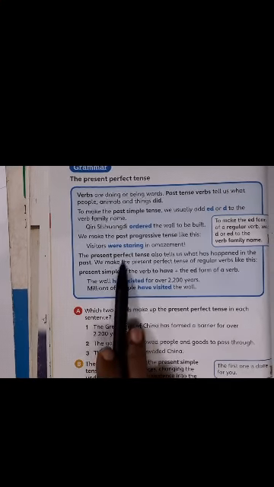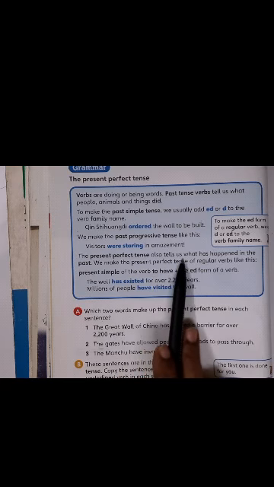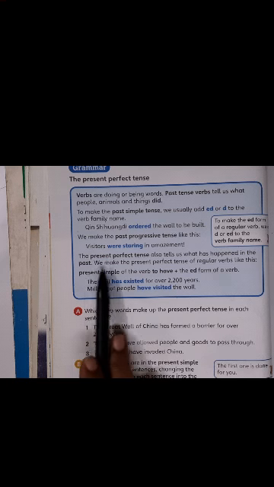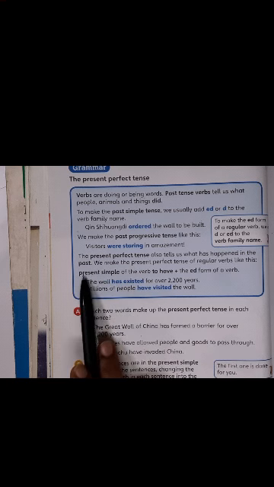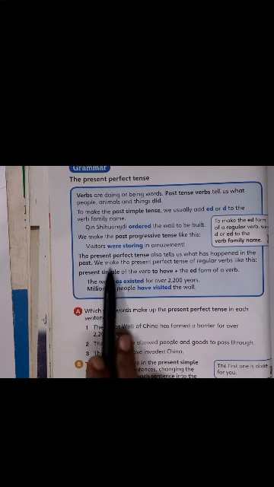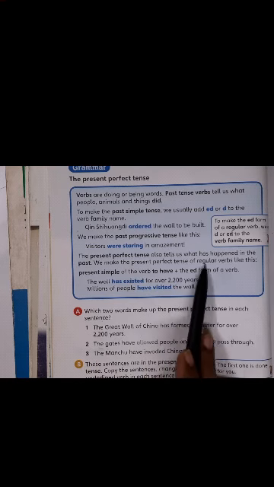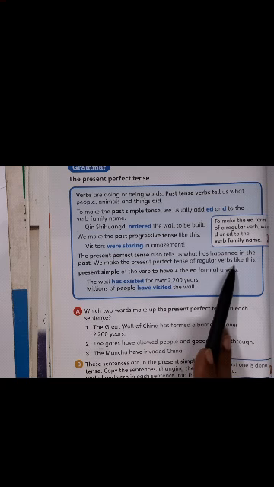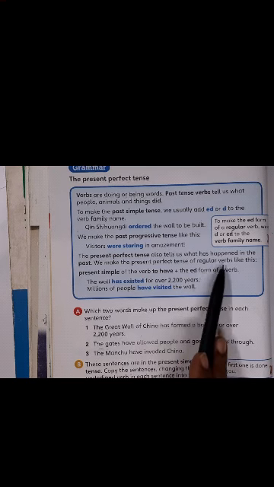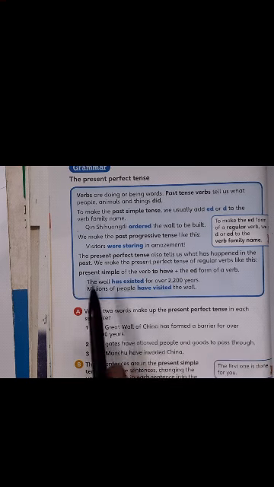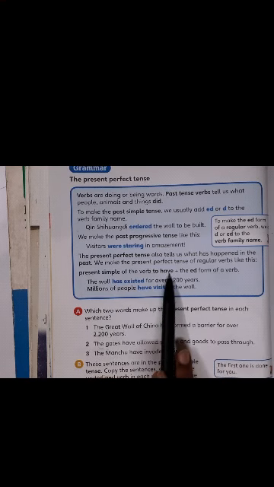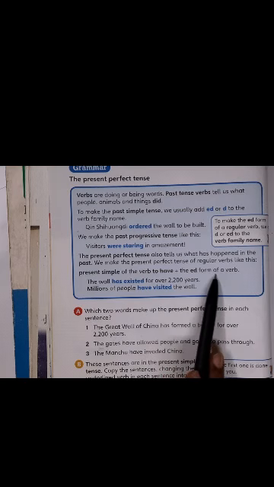Now, the present perfect tense also tells us what has happened in the past. We make the present perfect tense of regular verbs like this. Regular verbs. So today children, we focus on regular verbs. Present simple of the verb to have plus the ed form of a verb.